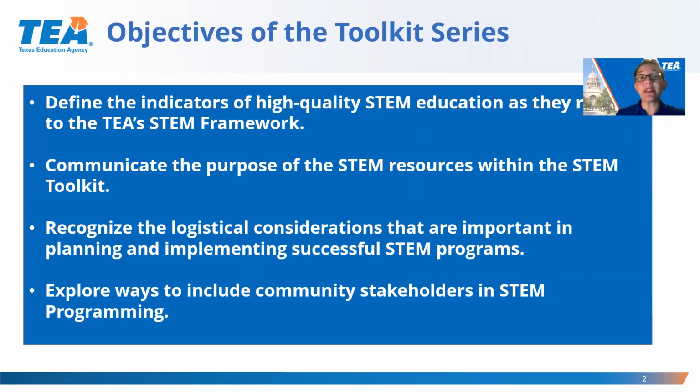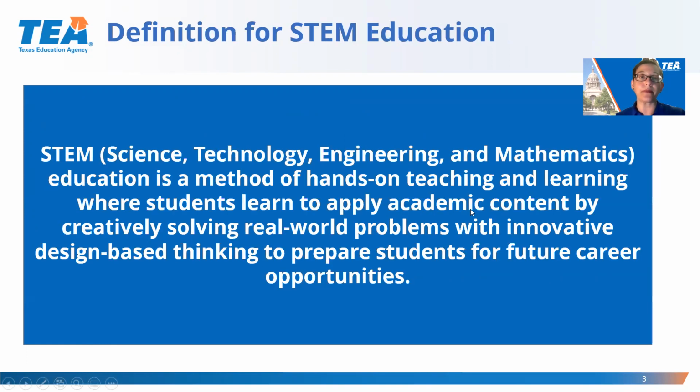The objective for this video series is to empower leaders with information to help guide and support STEM decisions. Participants will be able to define the indicators of high quality STEM education as they relate to the TEA STEM framework, communicate the purpose of the STEM resources within the STEM toolkit, recognize the logistical considerations that are important in planning and implementing successful STEM programs, and explore ways to include community stakeholders in STEM programming.